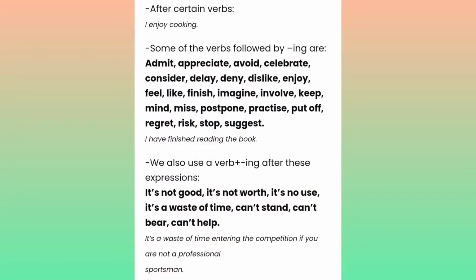And finally, we use the ing after some verbs. Again, I put in here the list, but for example, we can use it in the sentence, I don't mind cooking. After the verb mind, I use the verb with ing. I don't mind cooking.